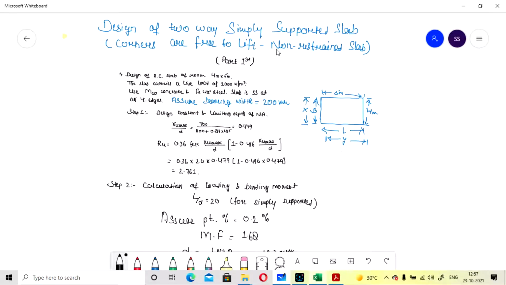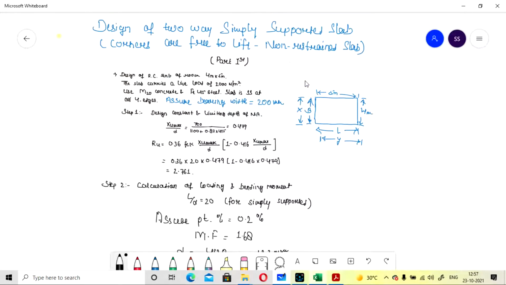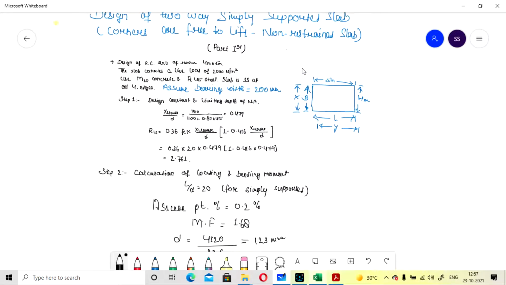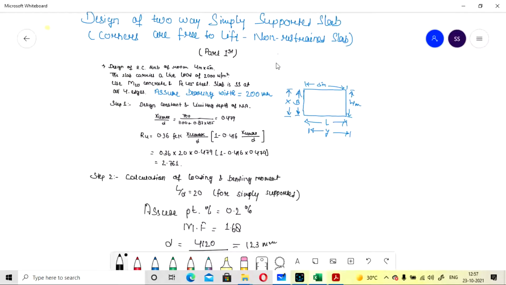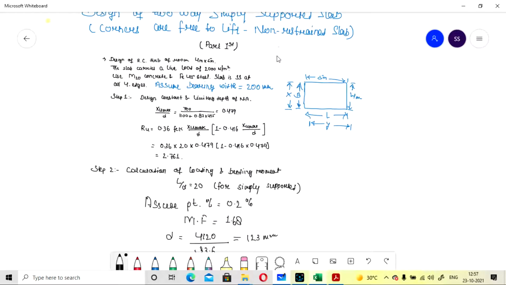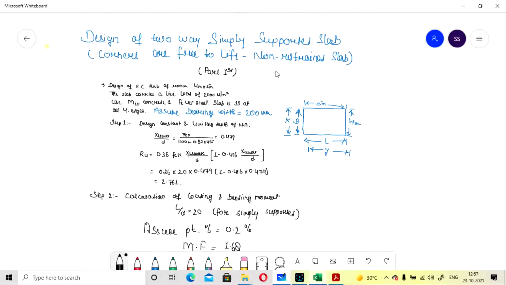So in this lecture, we are going to design a two-way simply supported slab with the condition that corners are free to lift applied. That is for a non-restrained slab where torsional reinforcement is not required. This slab is generally provided for a roof slab or for only one floor of a building, where no upper floor load is coming through column or wall on that slab. So you can go with this slab.